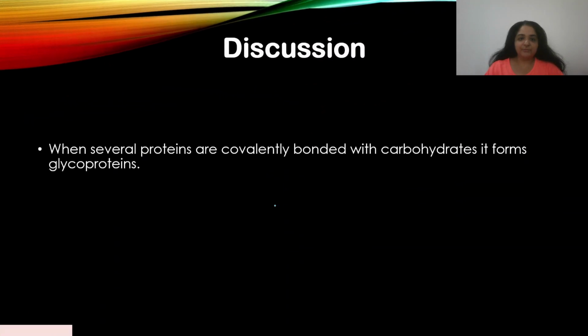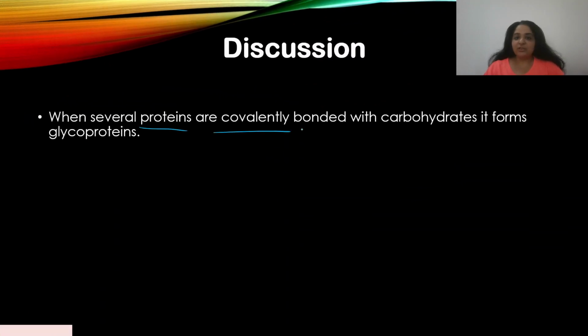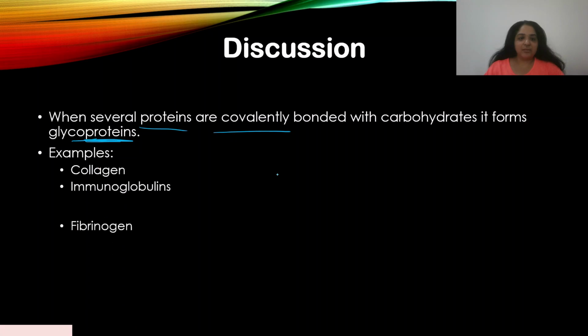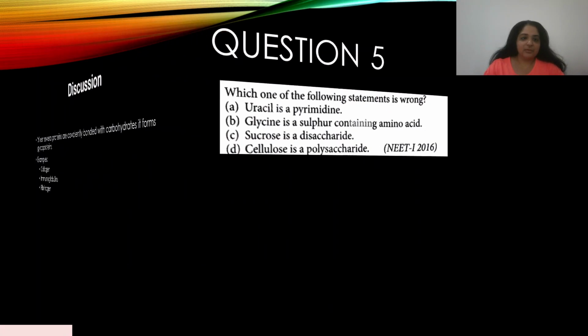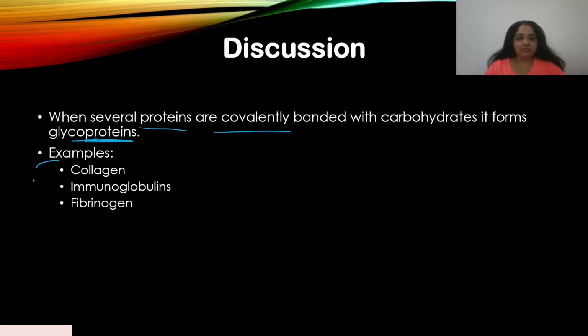So the discussion. When several proteins are covalently bound with carbohydrates, it forms glycoprotein. So here are some examples of the different glycoproteins that are present in nature.